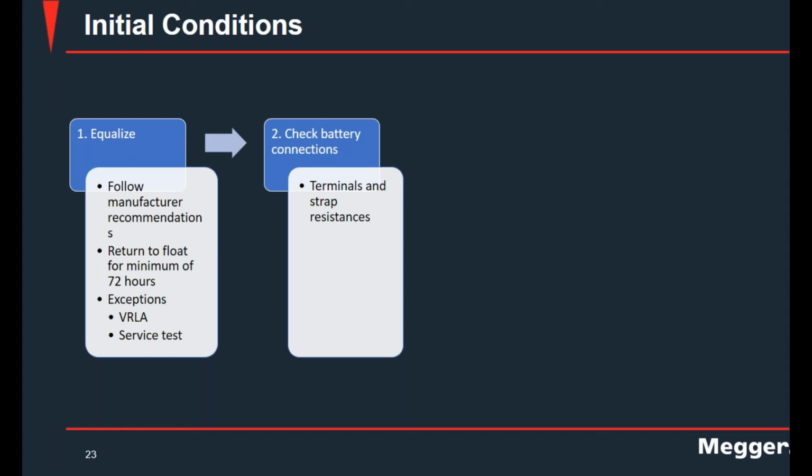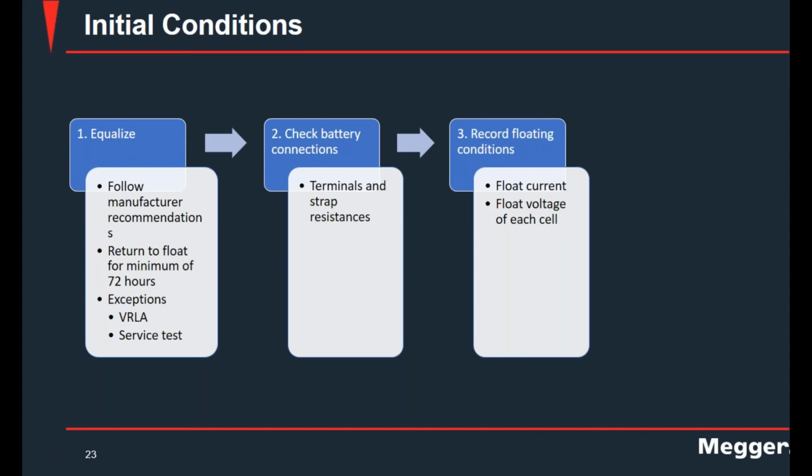Then you record the floating conditions. You need to gather information about the float current and the float voltage of each cell. Even before running the test, you need to see what the voltage condition of each cell is. This is basically a verification that the battery is equalized, that all of the voltages are at the same level. The battery is a system of 60 cells or whatever number of cells. You want all of the cells to have the same amount of energy at the beginning, and you want all the cells to be doing the same work as the other cells.